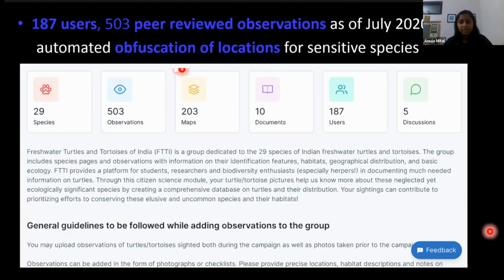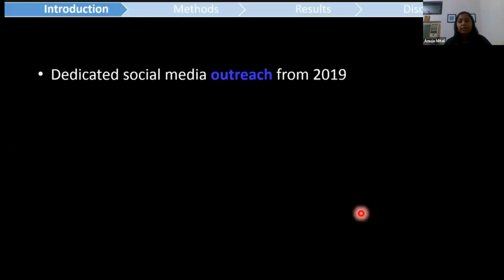We don't consider citizens as just data gatherers. We consider them as equal contributors. They have the same responsibilities as us, and we're now involving them in the process towards building a well-informed community on freshwater chelonians.